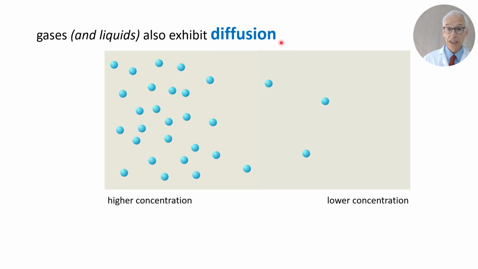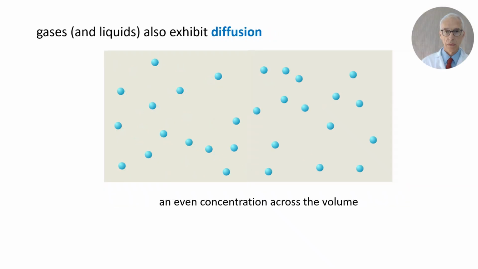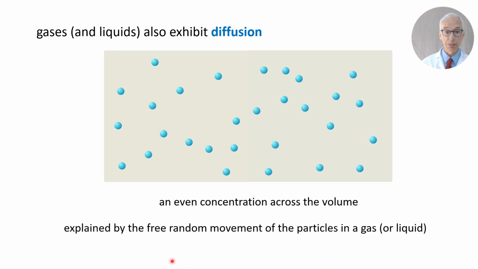A further property of gases, as well as of liquids, is that of diffusion. This describes a change whereby a gas originally in a high concentration in one region of a volume and a lower concentration in another, over time, the gas particles rearrange so that we have an even concentration across the volume. That is explained by the free random movement of the particles in a gas.